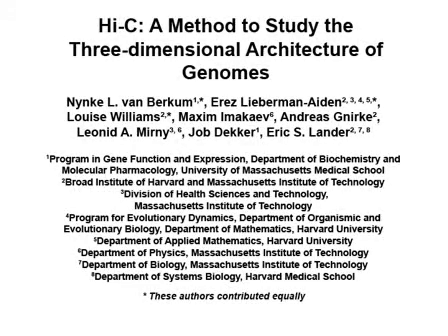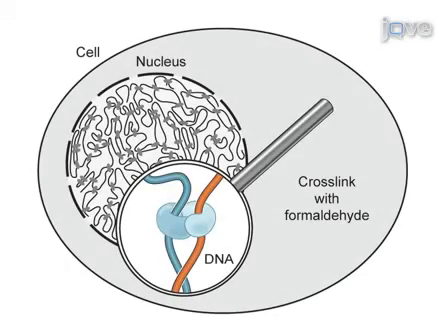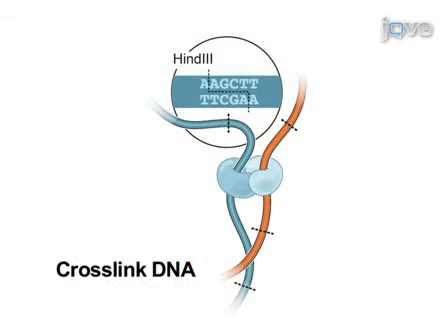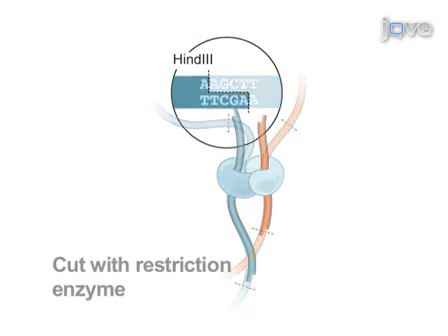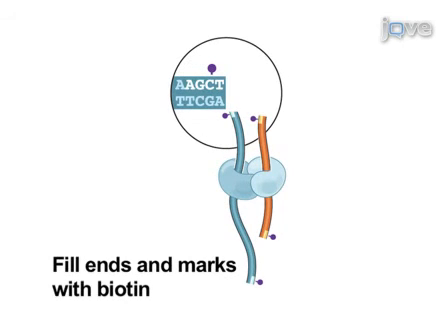Hi-C is a method of identifying long-range chromatin interactions in an unbiased genome-wide fashion. First, cells are fixed with formaldehyde. Cells are lysed, and the DNA is subsequently fragmented with a restriction enzyme. Next, a biotinylated residue is incorporated as the 5' overhangs are filled in.